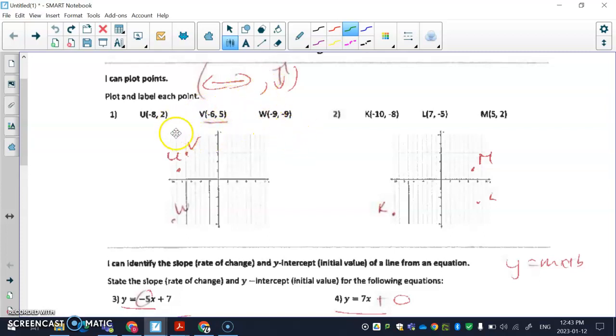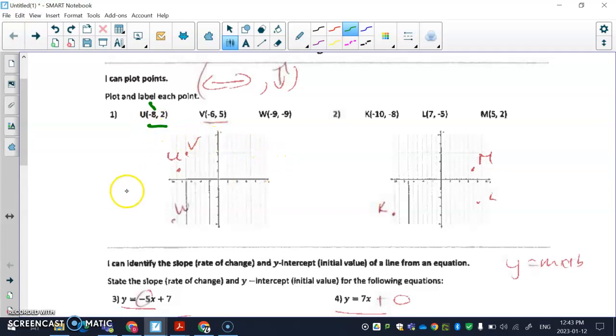So side to side, up and down. First number is where you go left or right. And the second number is where you go up or down. Negative means left. Positive means right. And then for the second number, so this is the x value and the y value. But for the y value, a positive means go up. The negative means go down.